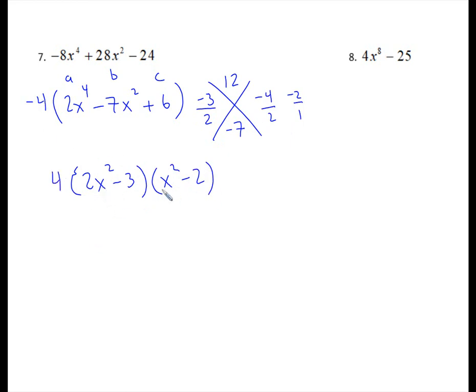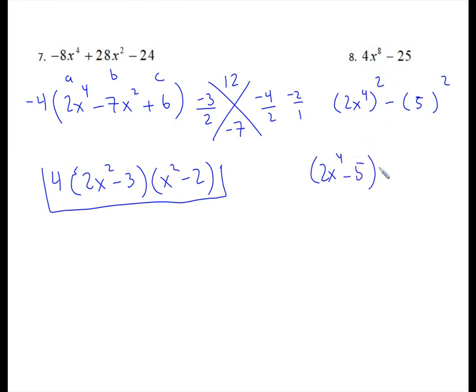Can I factor these binomials more? I cannot, so I know I'm done. Okay. Number 8 here, right? This looks like it could be a difference of squares. It's a binomial. There's a minus in the middle. So let's see if I could get it to fit our format. So it looks like I can make this 2x to the 4th, right? Because that would give me x to the 8th. Then that would be 5. So then I'll have 2x to the 4th minus 5, 2x to the 4th plus 5. Can I factor these more? I can't, so it looks like I'm done.